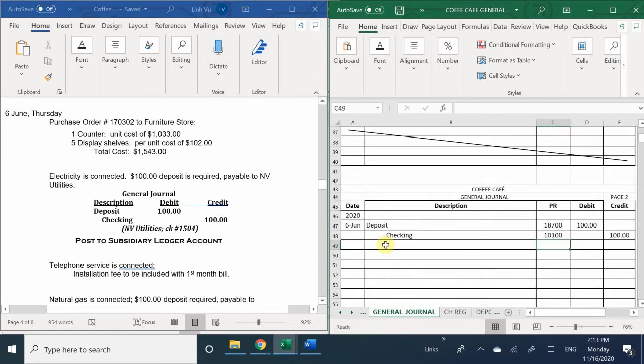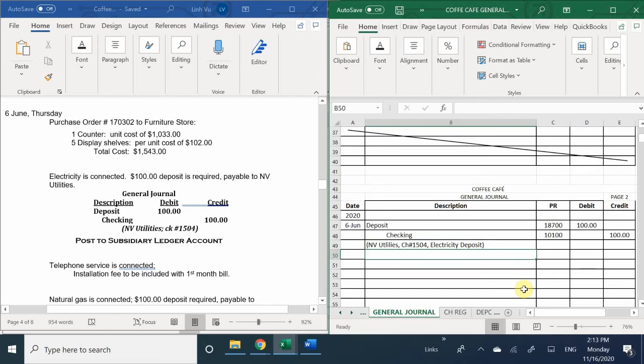So back to my general journal. I'm going to indicate who I wrote the check out to: NV Utilities, and the check number 1504. And I'm going to write electricity deposit.